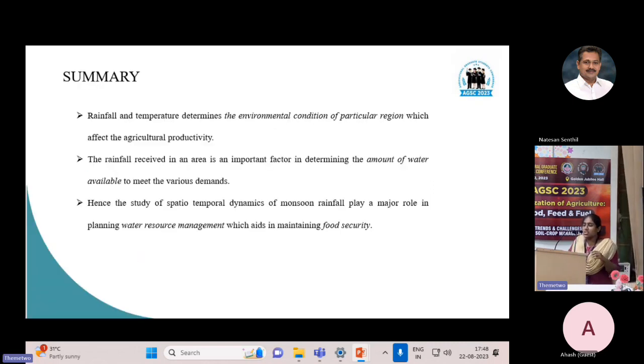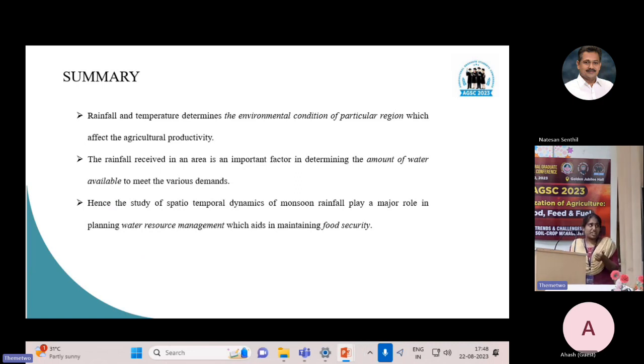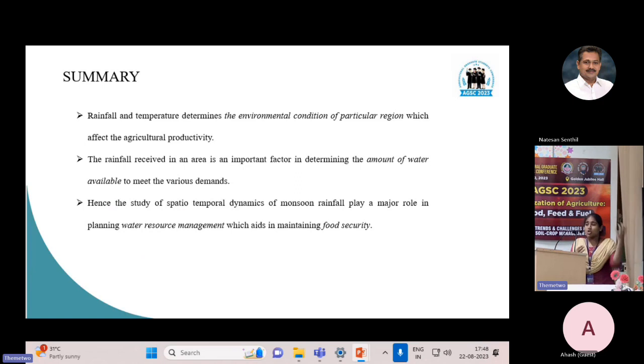So, coming to the conclusion, we need to explore more about the spatio-temporal variations in rainfall, because it plays a major role in agricultural productivity. It also helps us in water resource management planning. The amount of incoming water should be well known, so that we can plan the water availability accordingly and use the water efficiently, which then helps to maintain our food security and other prosperous activities.